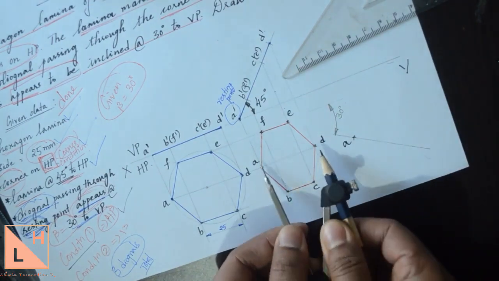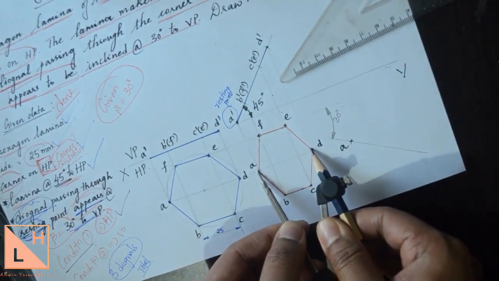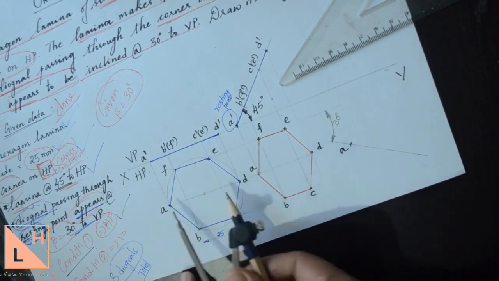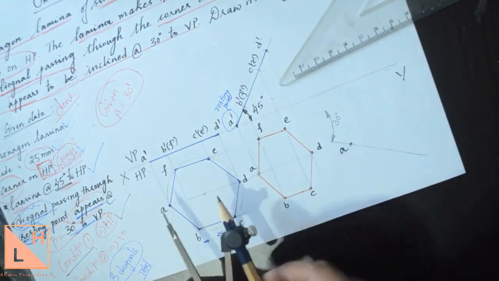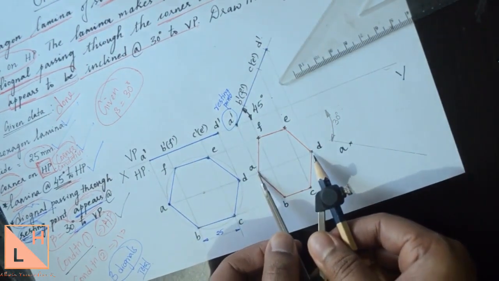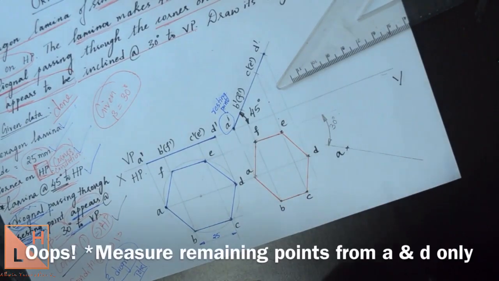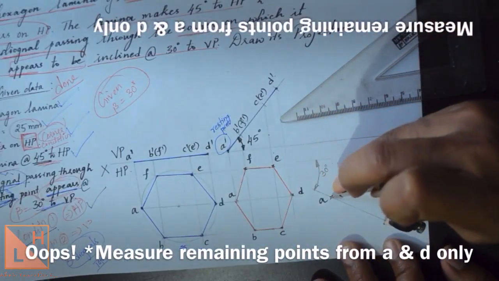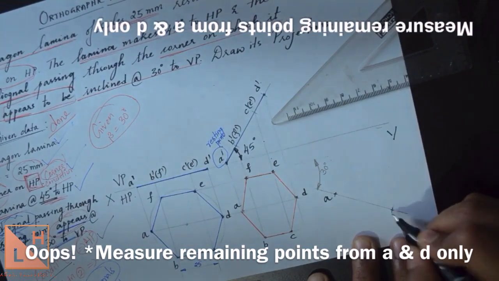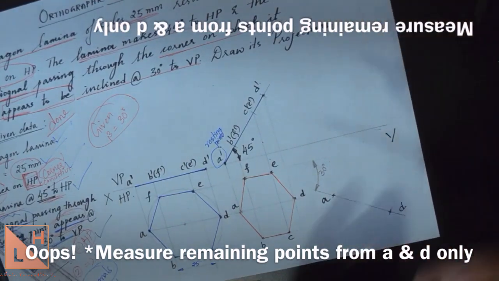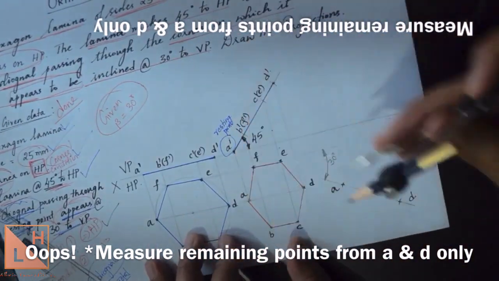Now measure this length AD from the second position, not from the first. Don't measure it from the first because for the third position you'll be using only the second position. Measure it from the second position, keep the compass needle at A and cut the arc. The intersection will give you point D. You can shift the second position using the arc method.